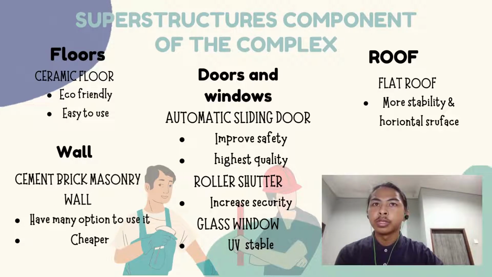Okay, for the superstructure component of the complex, first we go to the floor. Ceramic flooring has been chosen because it has many advantages from various aspects. First, the ceramic floor is eco-friendly because ceramic floor tiles are made using clay, sand, and glass as raw ingredients. Ceramic tile is made by combining these components with additional recycled resources. Many ceramic tiles are made from recycled material, and it also aids in energy conservation by keeping the building cooler in the summer.